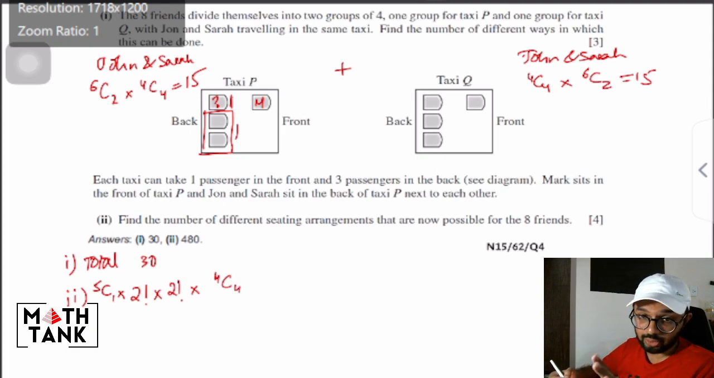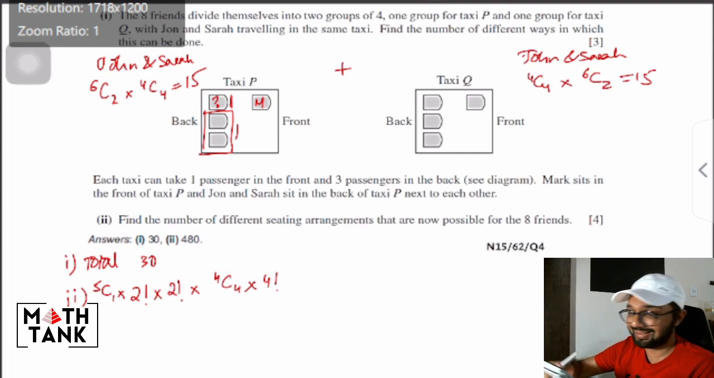Now, you see the event is not complete right now. So what I'm going to do is keep multiplying. And what I do is I arrange them as well, because they want to sit now. There's a seating arrangement. Let's see if I get the correct answer. So I multiply all of this together and see if I get the correct answer. I get a total of 480, and yes, that's the correct answer.